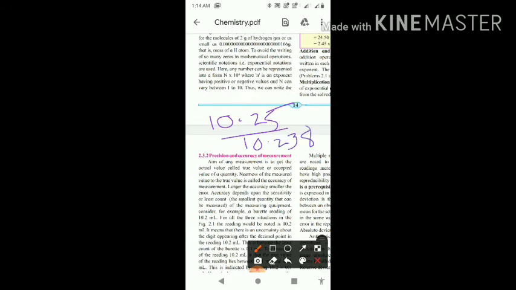10.238. Okay, so what exactly is accuracy? It is how close this measured quantity is to the true value or actual value. Okay, so this is what accuracy is.